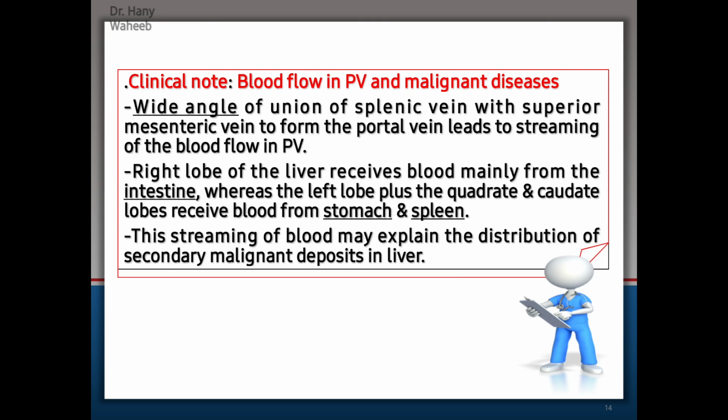What is the importance of this information? This streaming of the blood may explain the distribution of secondary malignant deposits in the liver. So if the primary tumor is present in the intestine, the deposits will lie in the right functional lobe of the liver. While if the primary tumor is in the stomach or the spleen, the secondary deposits will be distributed in the left functional lobe of the liver. This is due to the blood streaming in the portal vein due to the wide angle of union between splenic and superior mesenteric veins.